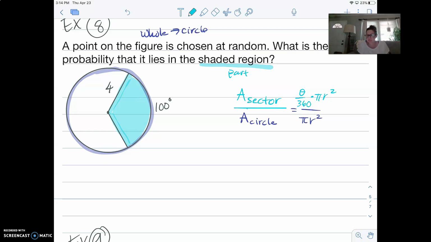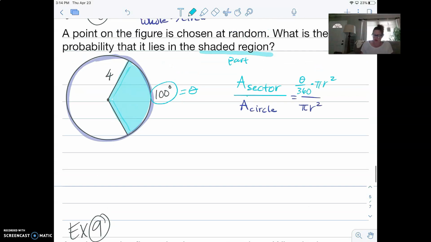Okay? Interesting. So you might notice what's going to happen here, but we're still going to practice doing all of this. So the theta is your degree, 100. So we do 100 divided by 360. Multiply that by pi times 4 squared. You can just watch for now because you might see what's going to happen. All divided by pi 4 squared. Interesting. Do you see what's on the numerator and the denominator?